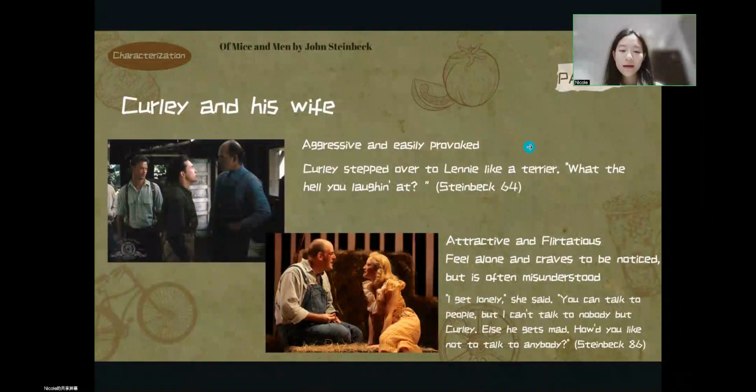Then we have Curly and his wife. Curly is the son of the ranch's boss. He is a lightweight boxer who always bullies Lenny and other workers to show his power and superiority. He is an aggressive man and easily provoked. His wife's name isn't mentioned in the whole story. She is an attractive and flirtatious young woman, and she's also a symbol of objectified women. She always feels alone and craves to be noticed, but is often misunderstood. She's finally accidentally killed by Lenny.